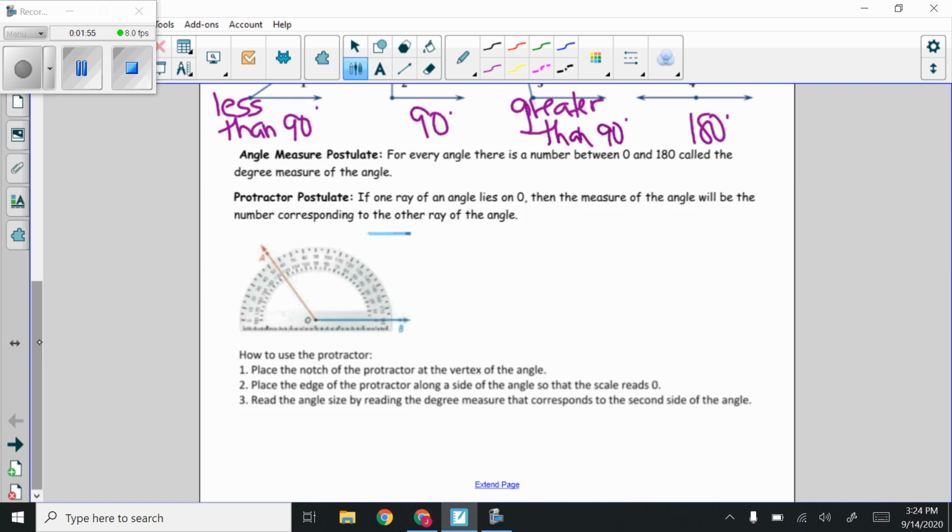So now we're going to talk about how to use our protractor. You're going to place the notch or the center of the protractor at the vertex of the angle. Place the edge of the protractor along the side of the angle so that the scale reads 0. So one of your rays you want to line up with the 0. You will read the angle size by reading the degree measure that corresponds to the second side of the angle.